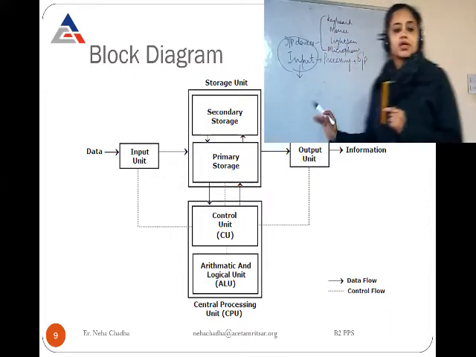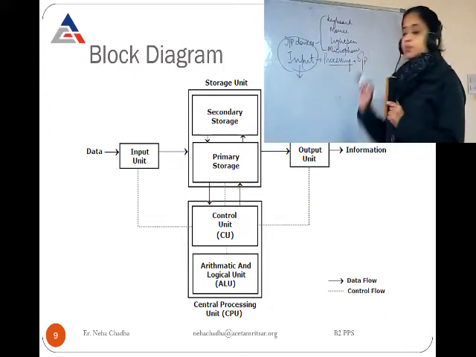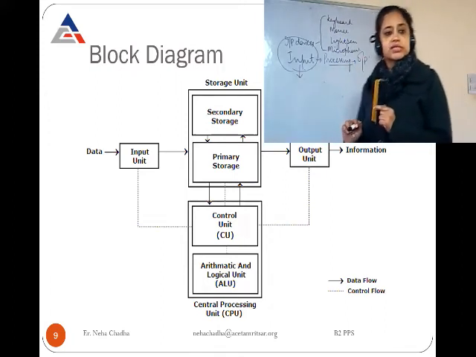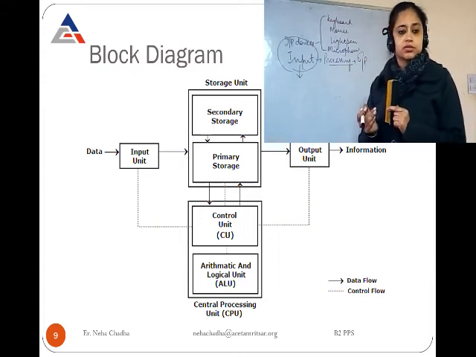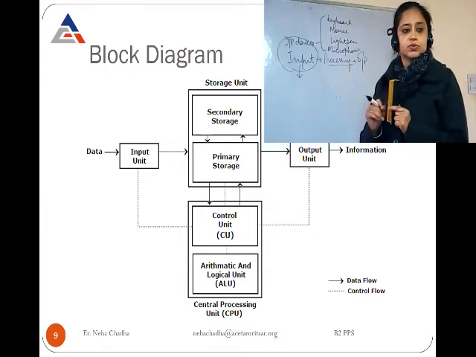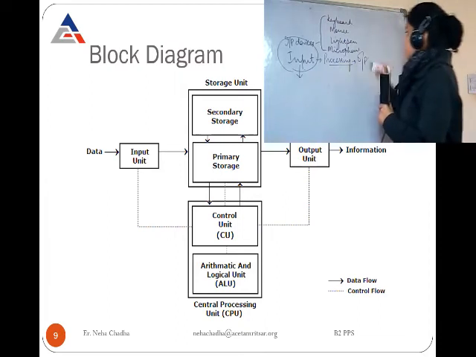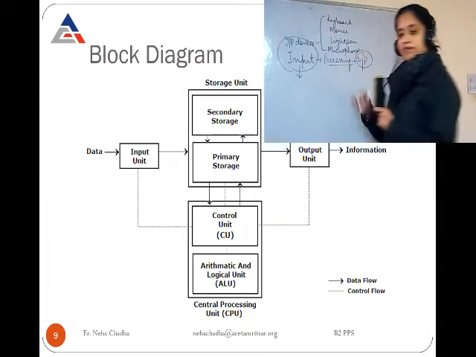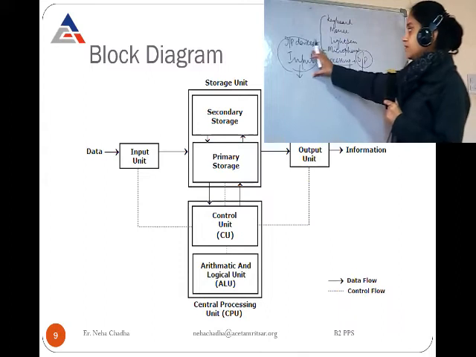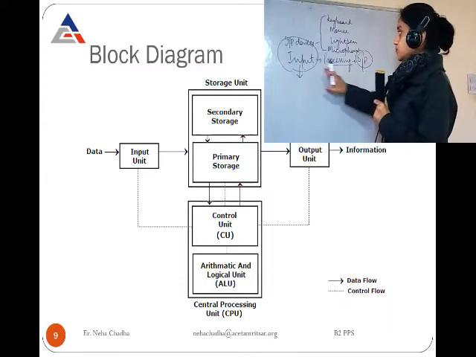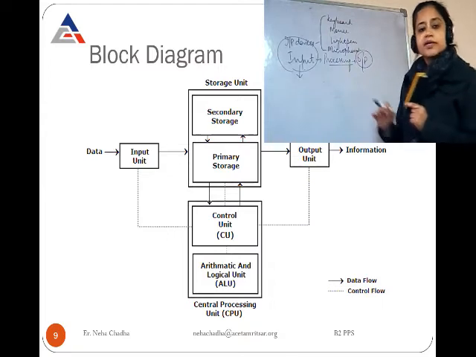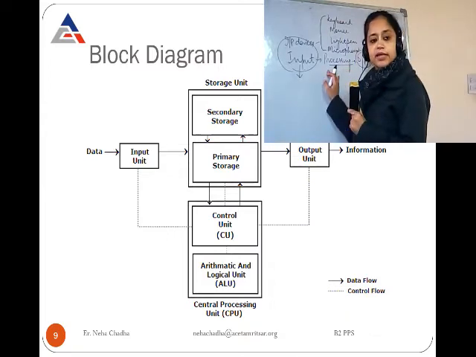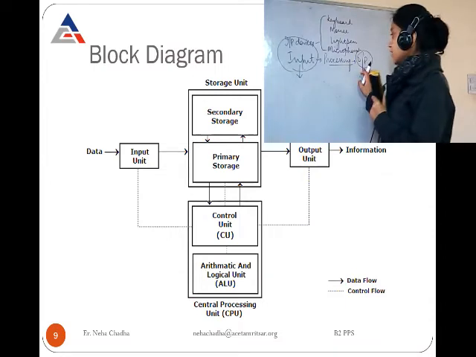Then I said processing. The processing contains the storage unit and the central processing unit, that is your CPU. Firstly, I will explain output, then I will come to the processing. You have given your input. Suppose you have typed anything from your keyboard. Then how will it be processed? It will be processed by the CPU and you will get the output.